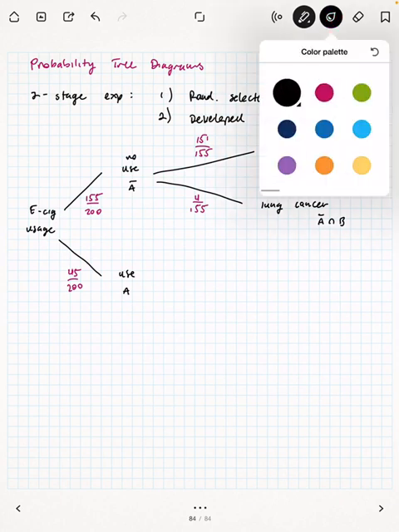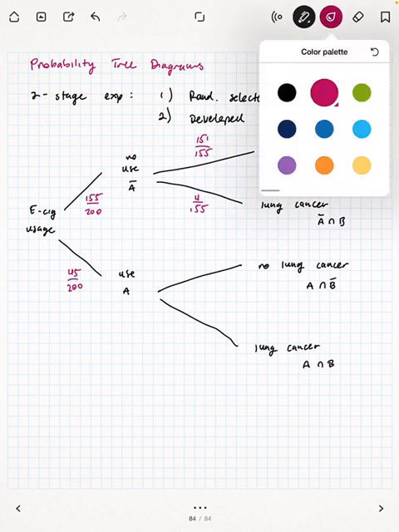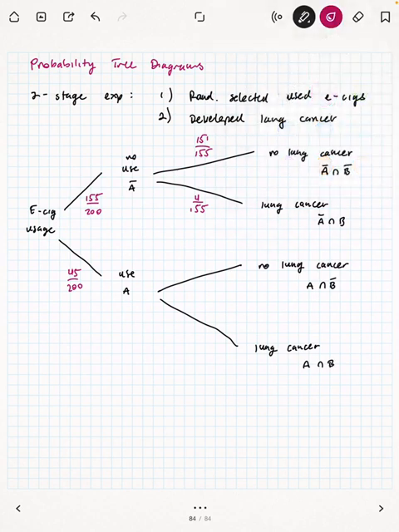And we do the same thing for the other group. So we determined those who did use e-cigs, how many did not develop lung cancer. So this would be A intersection B bar. And those who did, which is A intersection B. So of those 45, 26 did not develop lung cancer, and 19 of them did.